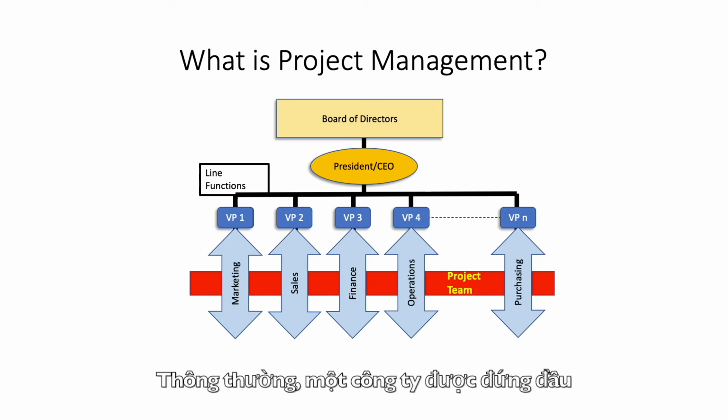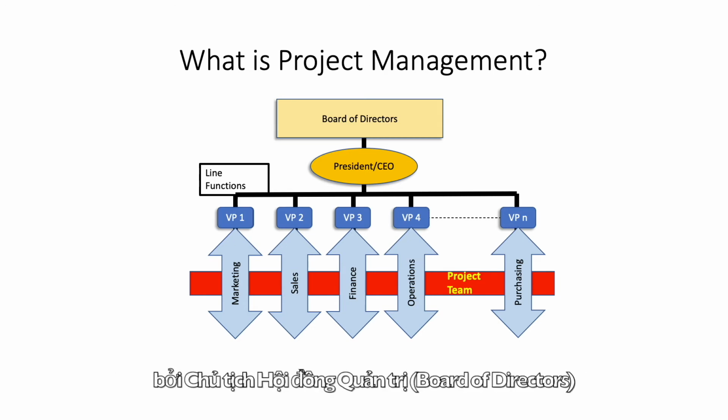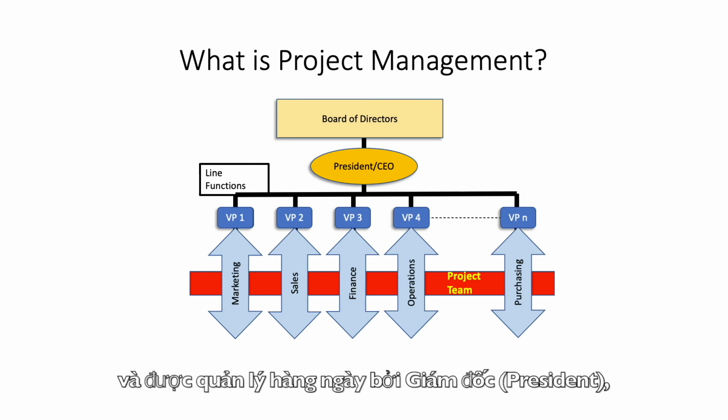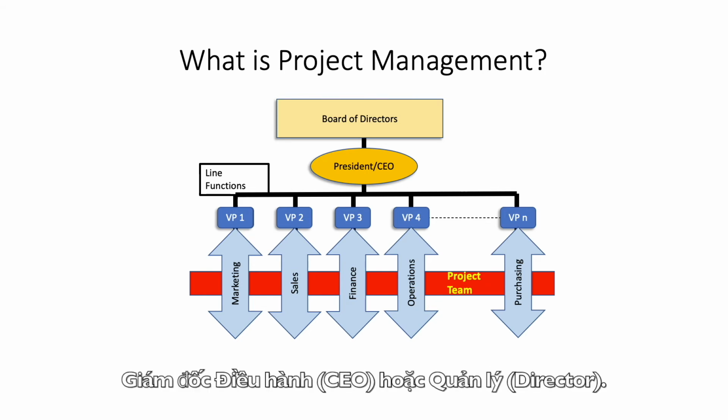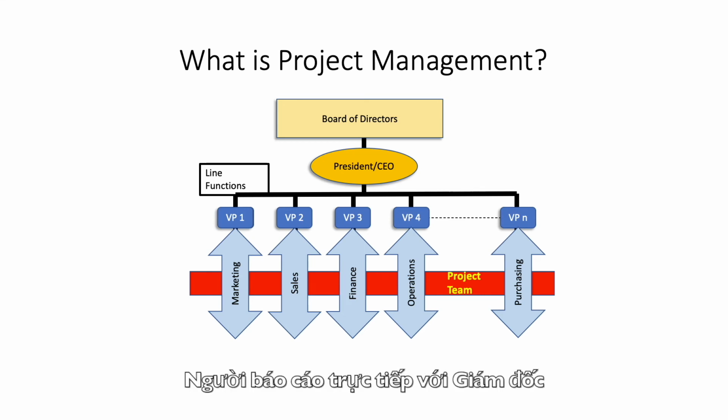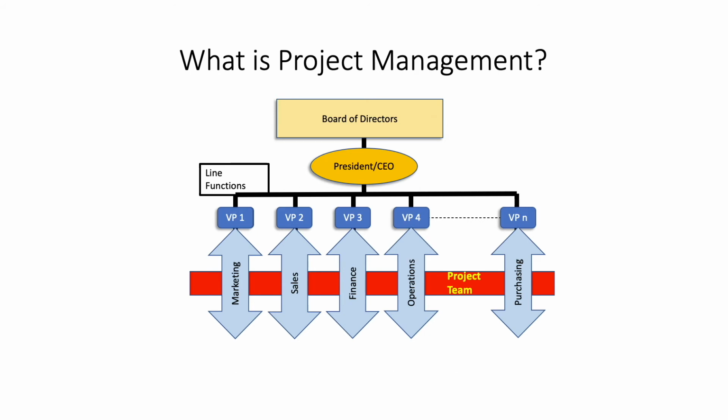So normally a company is headed by its board of directors and managed on a day-to-day basis by the president or CEO or director. Reporting directly to the president will be vice presidents. In this case, we're showing several vice presidents, each of which manage a separate line function. Vice President number 1 manages marketing. Vice President number 2 manages sales. Vice President number 3 manages finance. Vice President number 4 operations, etc.